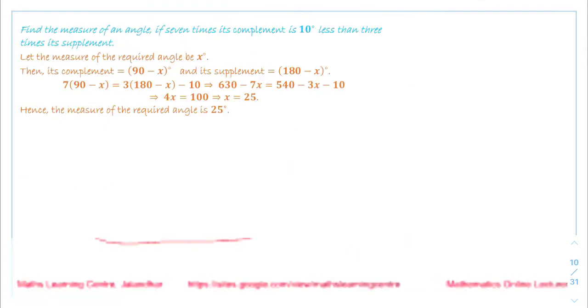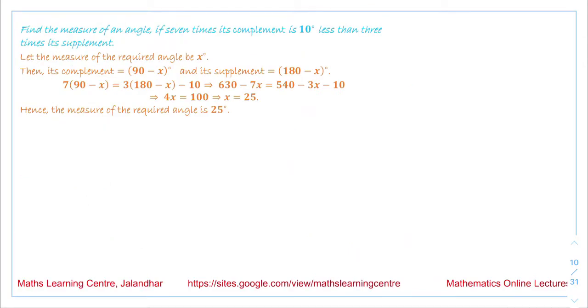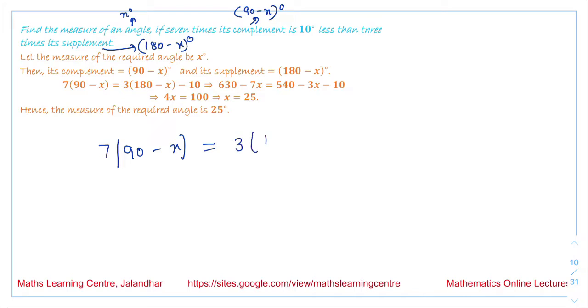Now in this next question, we have to find an angle if 7 times its complement is 10 less than 3 times its supplement. Suppose the given angle is x degrees. The complement of that angle will be 90 minus x degrees and the supplement of that angle is 180 minus x degrees. Now what is given is 7 times the complement of that angle is 10 less than 3 times the supplement of that angle.